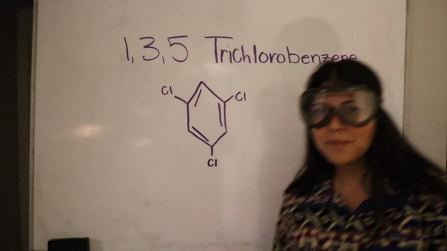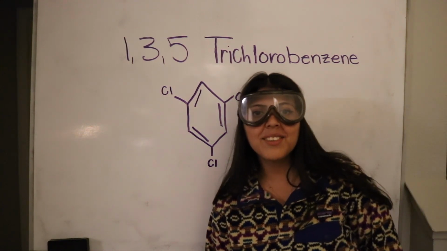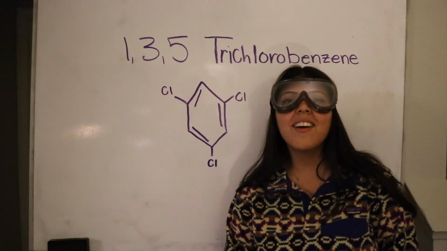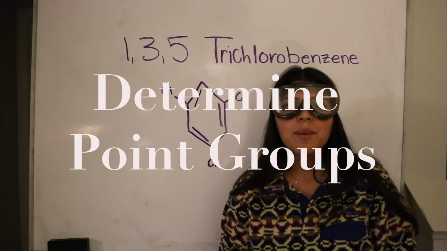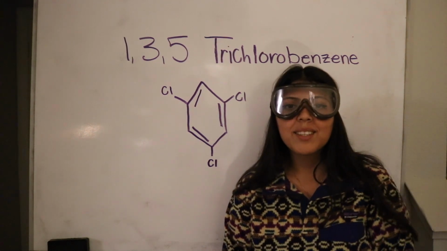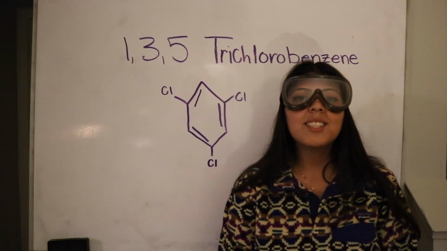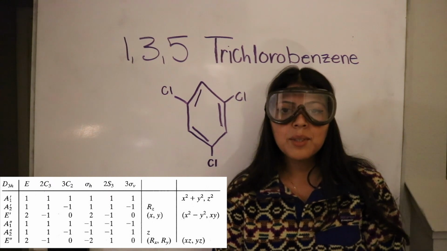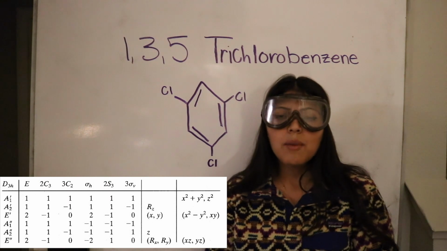Hi everyone! In today's video we are going to be tackling 1,3,5-trichlorobenzene and determining how many modes are IR active in this molecule. Step 1. Determine the point group. For this particular molecule we have a D3h point group. After having that figured out, we can look up the associated character table. From the character table, we are going to be able to find the key gammas that we have to obtain.